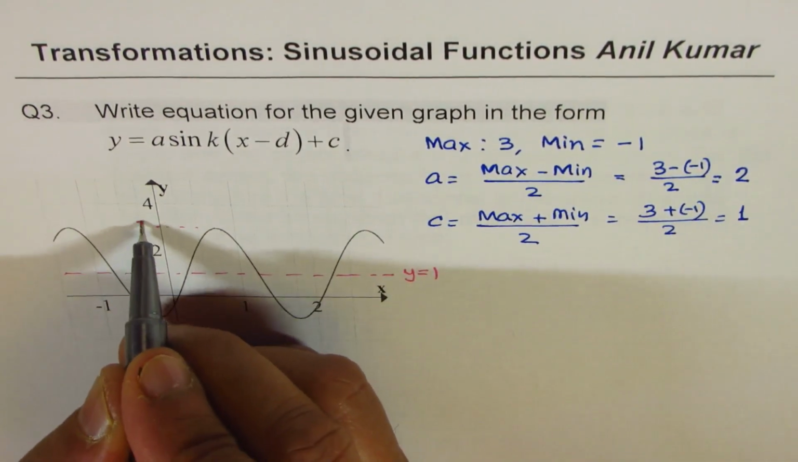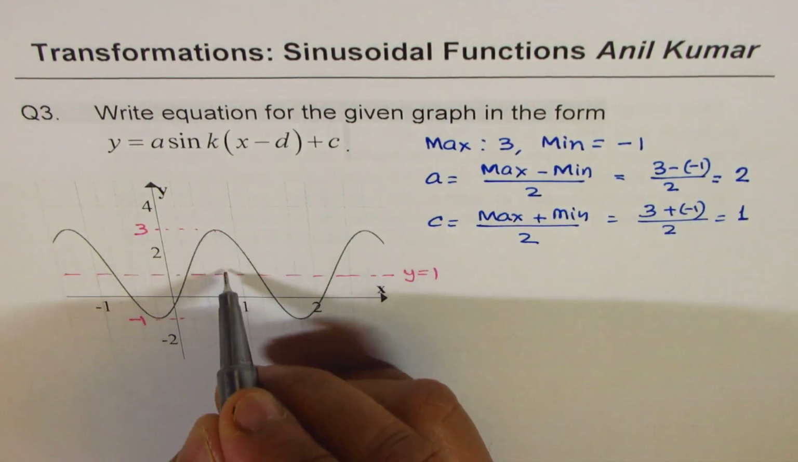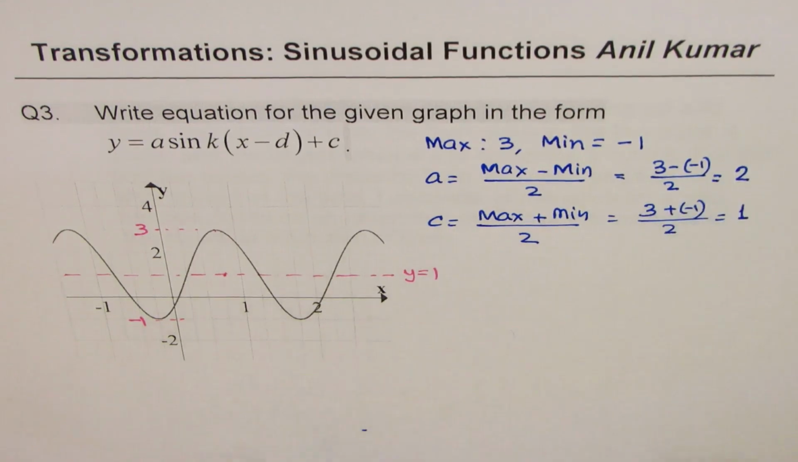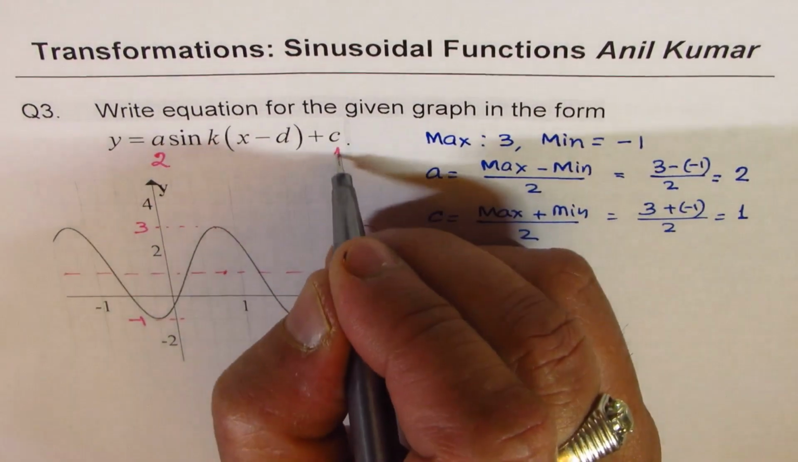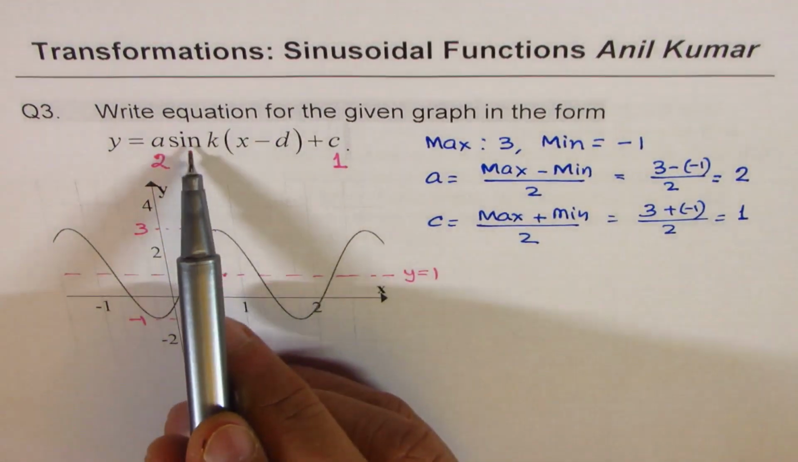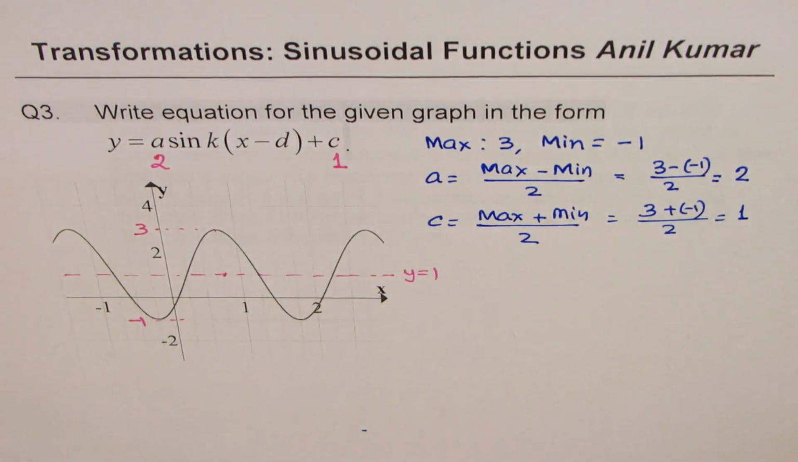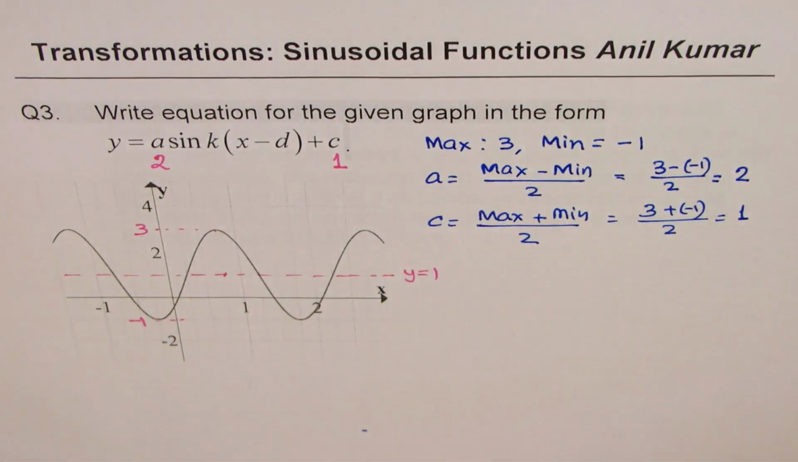And we know these are the maximum and minimum values, correct? You can check from here that the amplitude is 2, which is correct. So we got the value of A as 2, and the value of C as 1, correct? Now let's go inside the function, to the horizontal components. For inside, we have to look for k first, right? So what is k equal to?